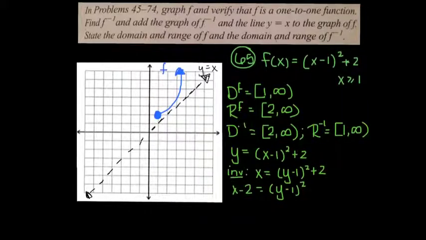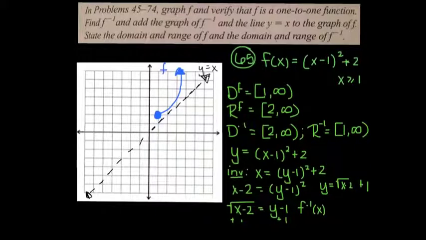I can take the square root of both sides, so I'll have the square root of x minus 2 equals y minus 1. Add that 1 to both sides, and I am left with y equals the square root of x minus 2 plus 1, which in functional notation just means the inverse of f equals the square root of x minus 2 plus 1.